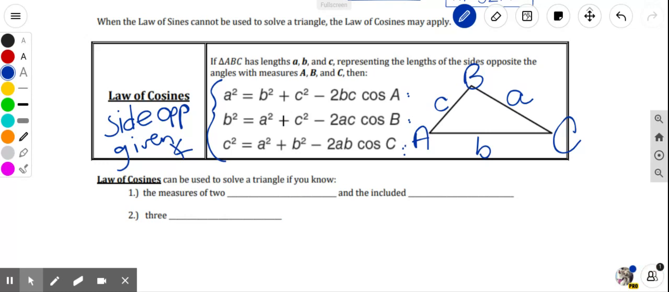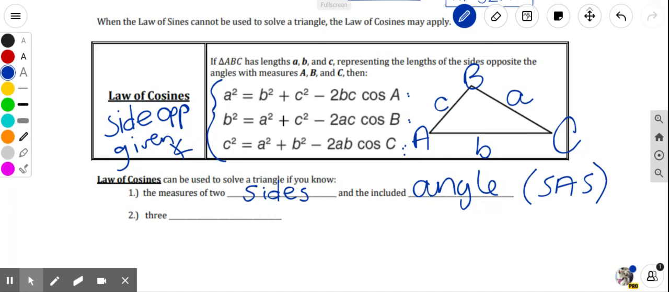If you are given the measures of 2 sides and the included angle, and then you'd be asked to find the side opposite that. Sometimes it's referred to as side angle side. If you have side angle side, that's when you know you're doing law of cosines. And then the other scenario is if you're just given 3 sides and you're asked to find an angle, that would also be law of cosines. So that would be like side, side, side. We have all the sides. Okay, so those are the 2 scenarios where you would use law of cosines.